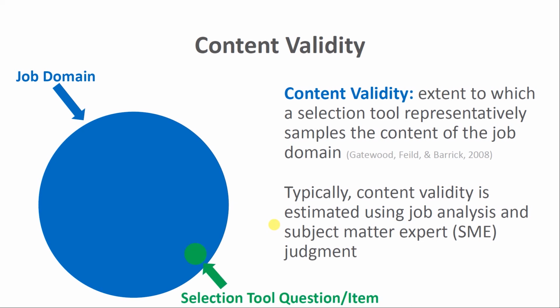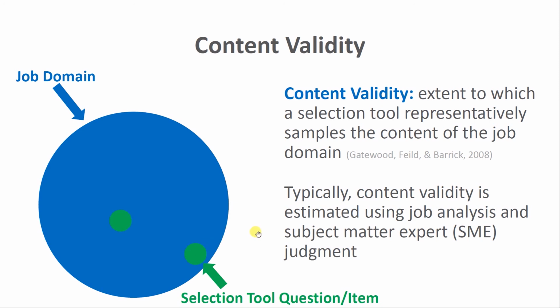Now, let's imagine then that these green circles are selection tool questions or items. So let's imagine we're trying to construct a selection tool that's, let's say, a multi-item test of some type of knowledge that would be required for a particular job. Maybe it's safety knowledge for a more hazardous work environment type of job. And so here you can see that this green circle here represents a single selection tool question or item.